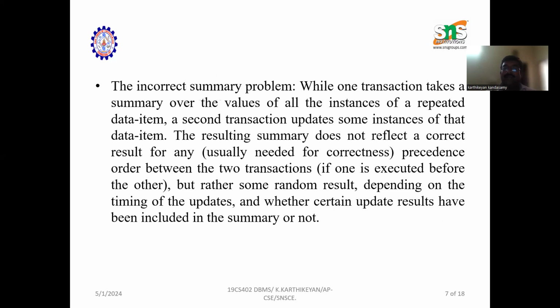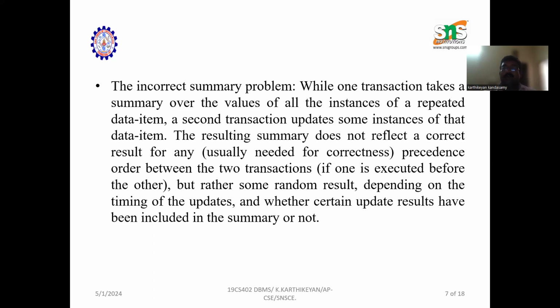The third one is the incorrect summary problem. While a transaction takes a summary over the values of all the instances of a repeated data item, a second transaction updates some of those items. The resulting summary does not reflect the current results.